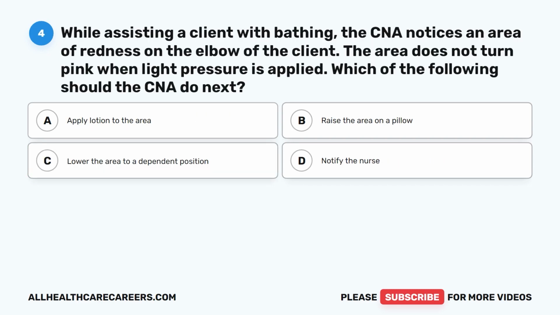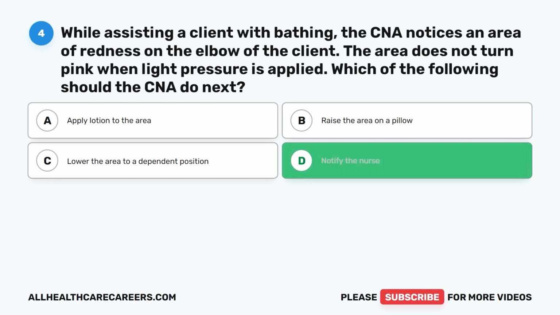Question 4. While assisting a client with bathing, the CNA notices an area of redness on the elbow of the client. The area does not turn pink when light pressure is applied. Which of the following should the CNA do next? A. Apply lotion to the area. B. Raise the area on a pillow. C. Lower the area to a dependent position. D. Notify the nurse. The correct answer is D.